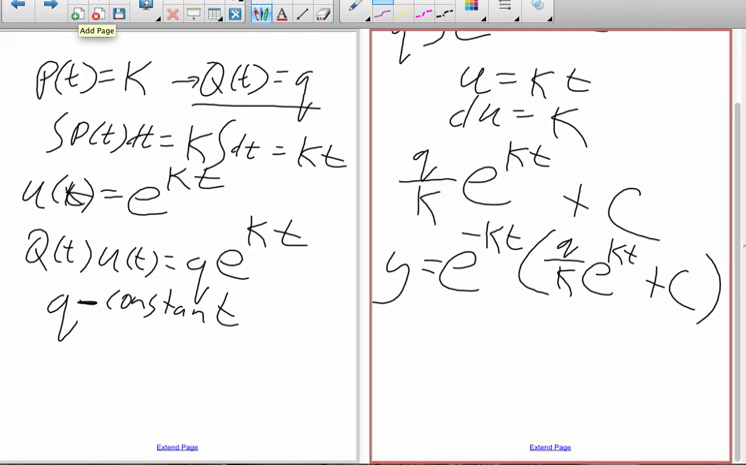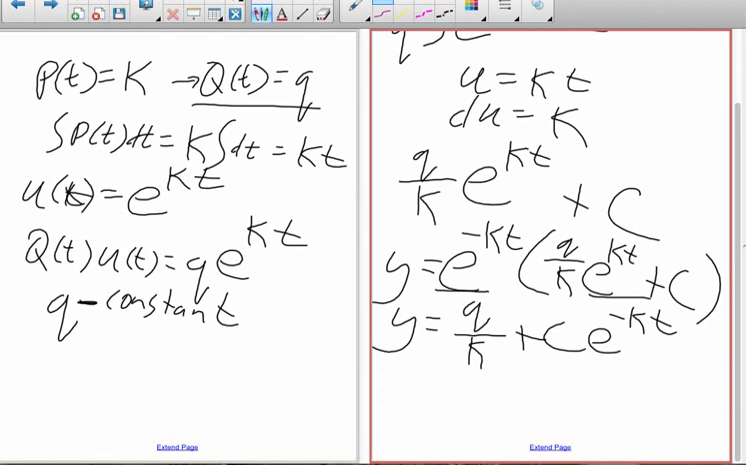And then I distribute on through, so y is going to equal e to the negative kt times e to the kt, which will give me e to the 0, which is 1. So I'm going to end up with q over k plus c times e to the negative kt. All right, and we're given an initial condition.